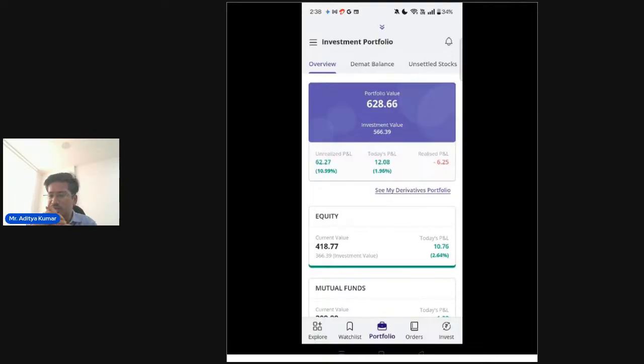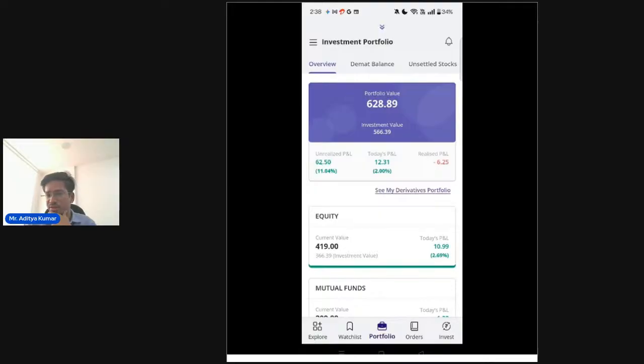As you can see, there is the portfolio value. This is the current market value of all your investments combined. Simply put, it's what your entire portfolio, stocks, mutual funds, and other assets would be worth if you sold everything right now. It reflects real-time market prices, giving you an up-to-date picture of your wealth.